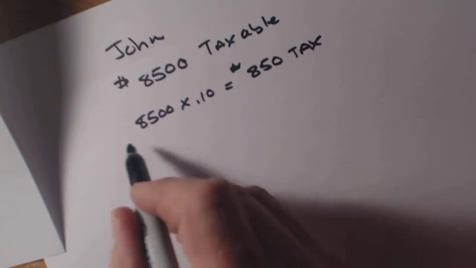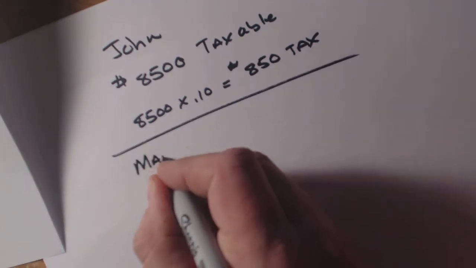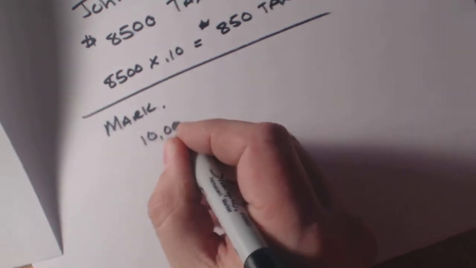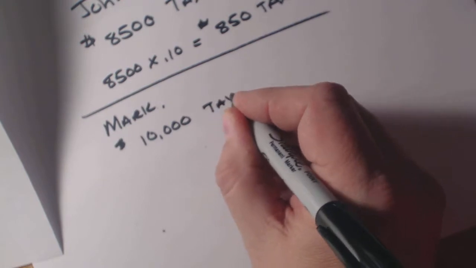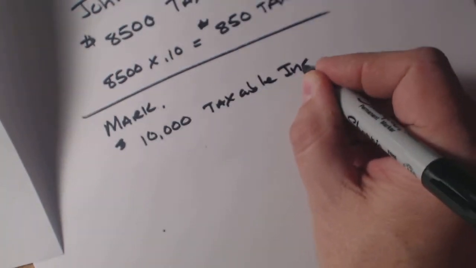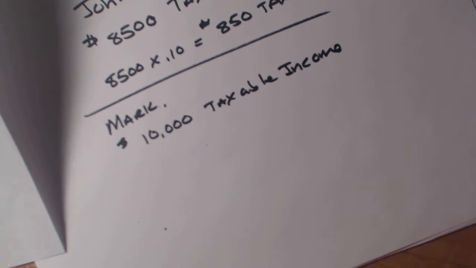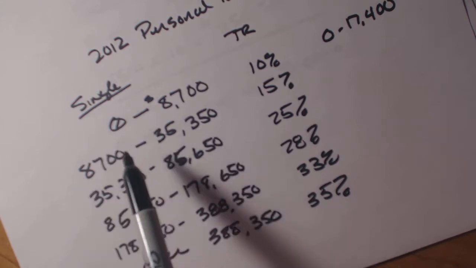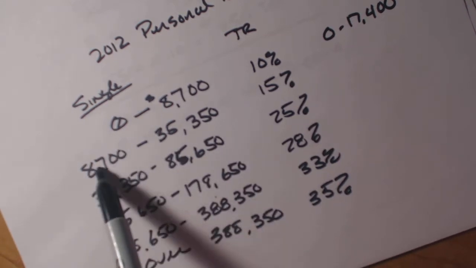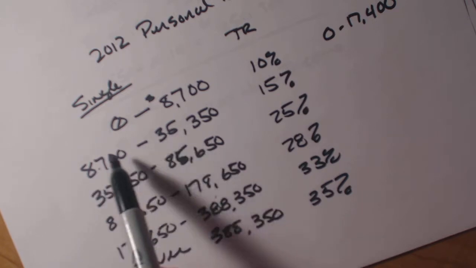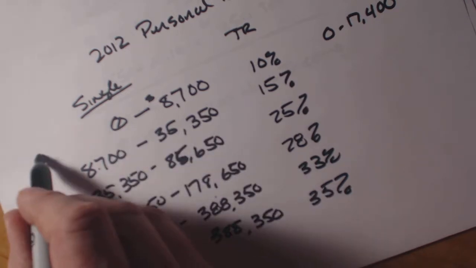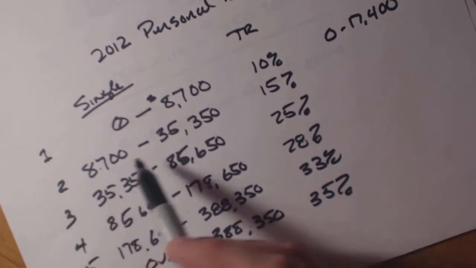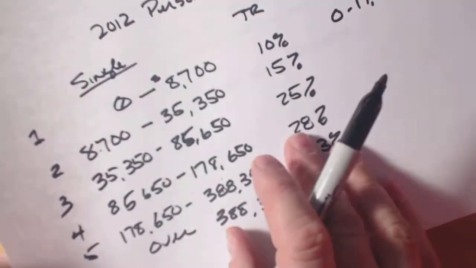Okay, so Mark makes, say, $10,000 in taxable income. Well, he's going to be in the second tax bracket. Let me show you why. The way the system works is that we look at 10,000, and it falls between 8,700 and 35,350. So it falls within this category. If I call this 1, 2, 3, 4, 5, 6, he's in the second category, or the 15% bracket.